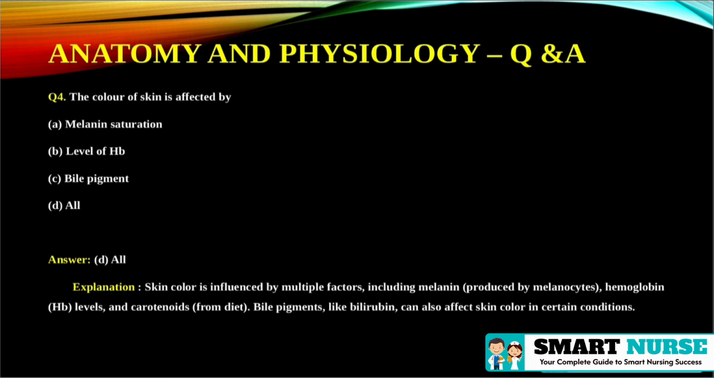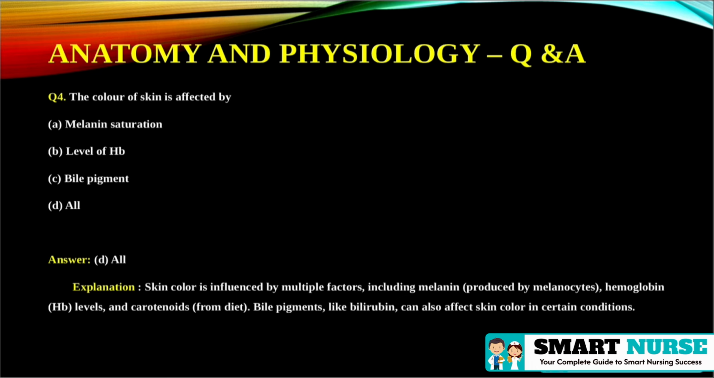And the option B, that is our Hb level or the level of our hemoglobin. How does this affect our skin and the skin tone or our color? Low Hb levels can cause skin paleness and a dull or yellowish tone because of reduced oxygen and RBC, that is our red blood cells.